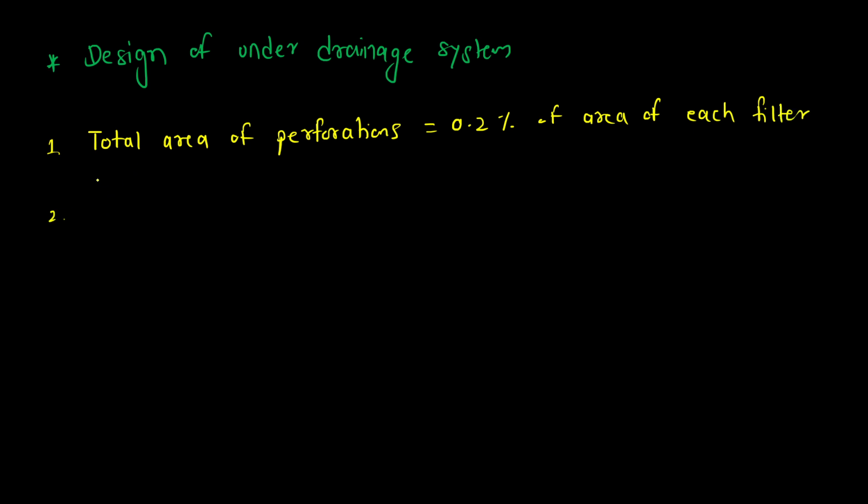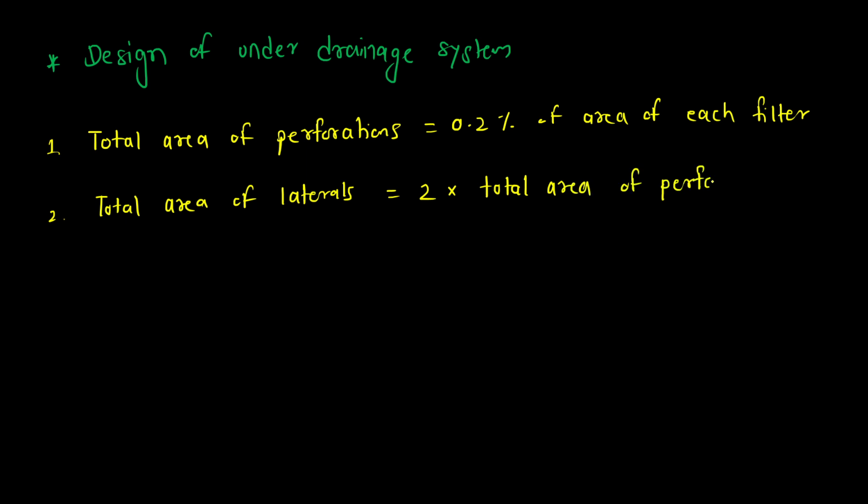Second, total area of laterals is equal to 2 into total area of perforations. And the last one is total area of central drain. This is equal to 2 into total area of lateral.